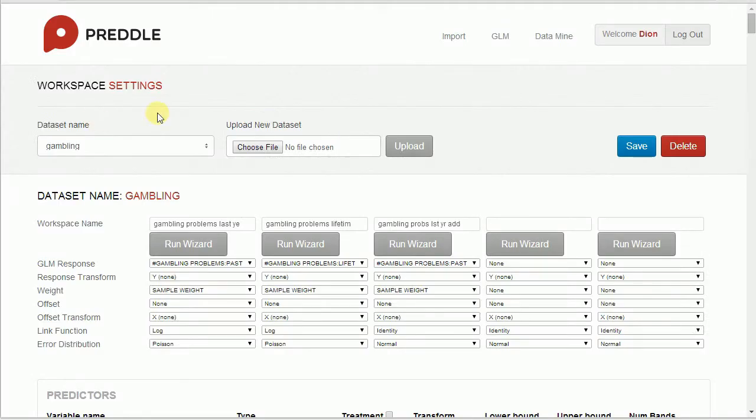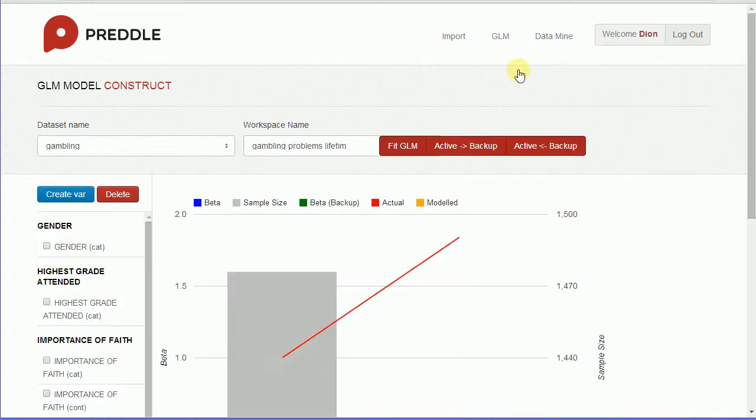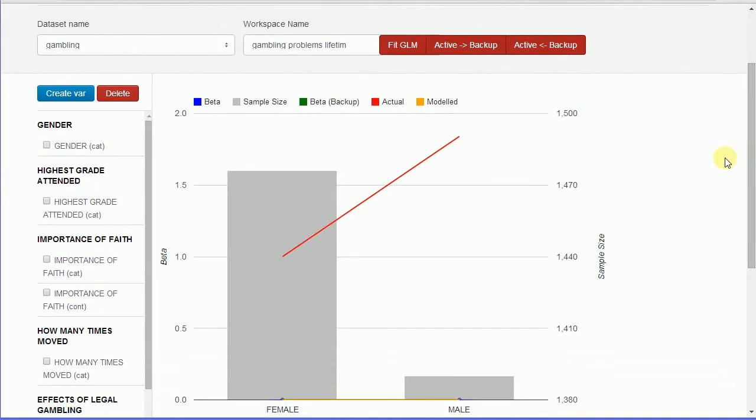After the workspace settings have saved, select GLM Model Construct from this drop-down menu and choose Gambling Problems Lifetime Workspace because we are working with the multiplicative model. A GLM is a mathematical model of how the predictor variables and the response variable relate to each other. It's like an advanced form of linear regression.